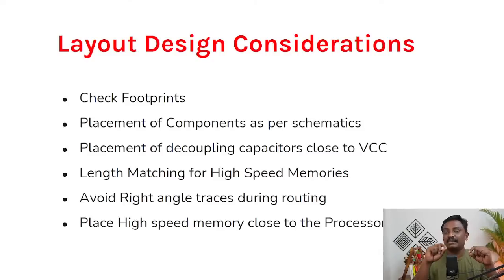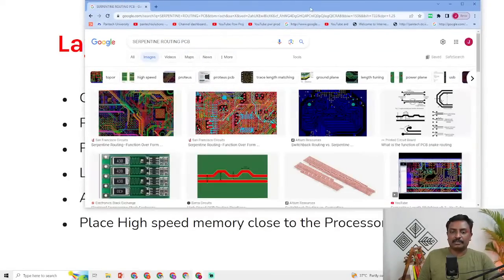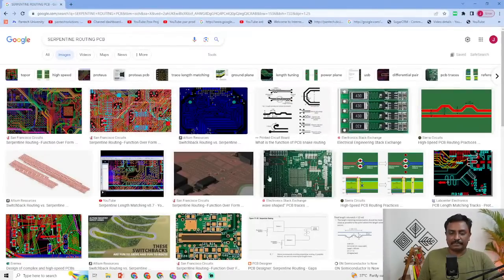You can see serpentine routing in some of the boards. That is for length matching. Let me show what serpentine routing is. Just give me a moment. Okay, so this is an example of serpentine routing. The trace is bent in order to match the length.